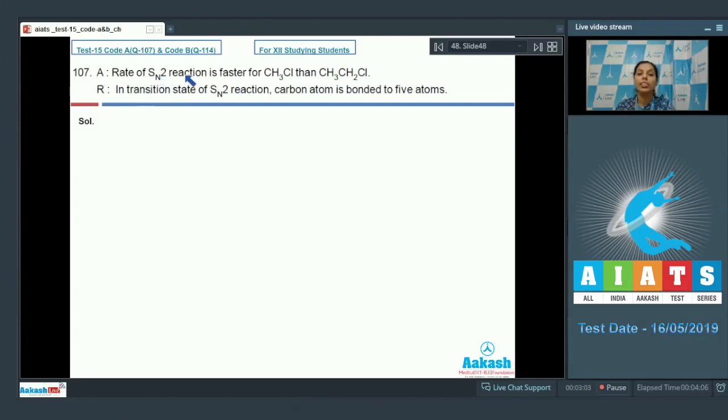Assertion: the rate of SN2 reaction, nucleophilic substitution reaction, which is bimolecular, is faster for CH3Cl than CH3CH2Cl. Basically, if I talk about the SN2 reaction, what is the pathway? In this case, the nucleophile attacks the substrate from the opposite direction, and if there is more steric hindrance, this attack would be difficult. So if I talk about CH3Cl, the carbon atom is here and 3 hydrogen atoms are attached to it. While in the case of CH3CH2Cl, there are 2 hydrogen atoms and 1 methyl group attached. It means comparatively more steric hindrance is here. That's why in this case the rate would be comparatively slower.